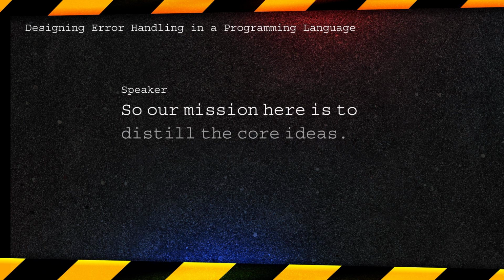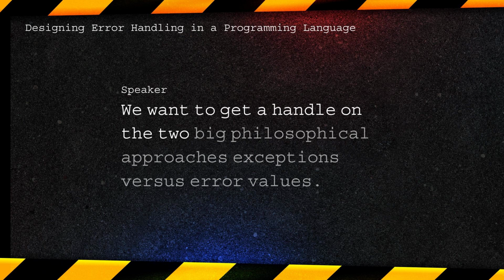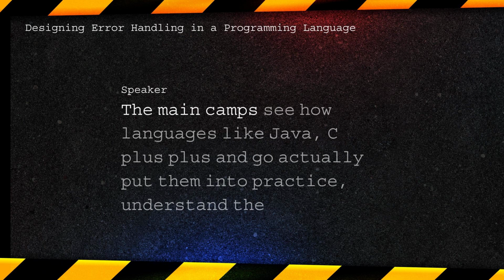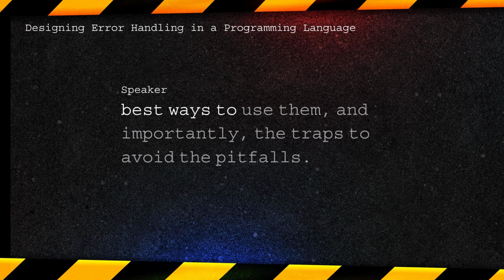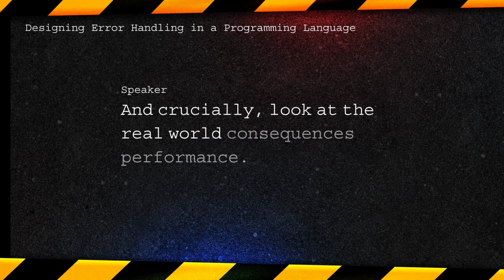So our mission here is to distill the core ideas. We want to get a handle on the two big philosophical approaches, exceptions versus error values. The main camps. See how languages like Java, C++, and Go actually put them into practice, understand the best ways to use them, and importantly, the traps to avoid. The pitfalls. And crucially, look at the real-world consequences, performance especially.